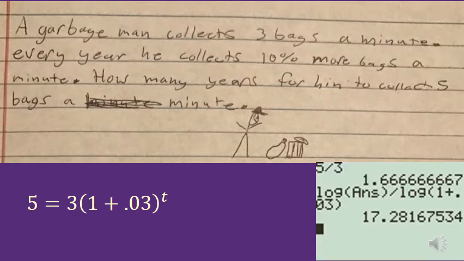And to solve that, I start by taking 5 divided by 3, and then I've got to divide the logs. Log of that divided by the log of the parentheses. This time I don't need to divide by anything else because there's nothing in the exponent. Once I've divided the logs, I'm done. And we get about 17.3 years.